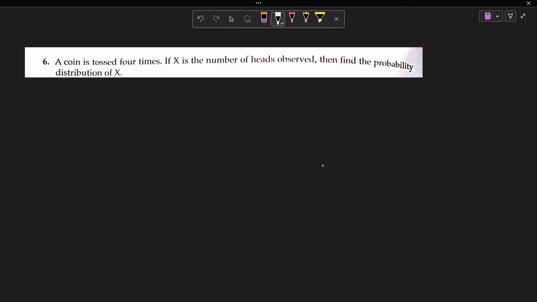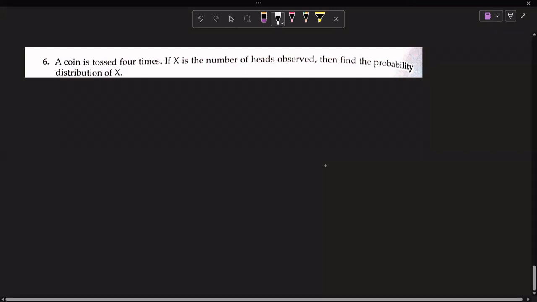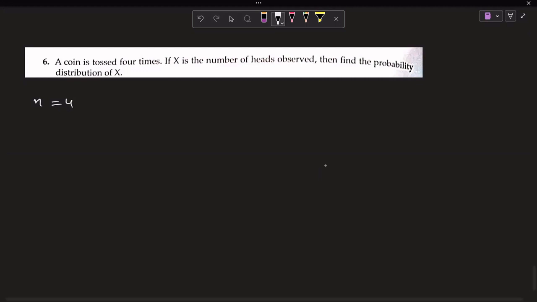A coin is tossed 4 times. So n value is 4. If X is the number of heads, so P is equal to say heads. You know the probability of head is 1 by 2. Find the probability distribution of X. Asking the distribution. So Q is equal to how much? Tail. So what is the tail probability? 1 by 2.